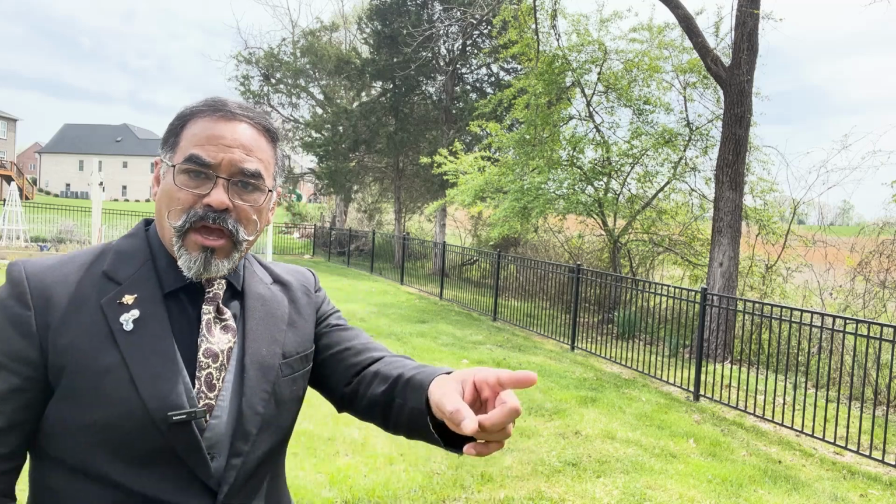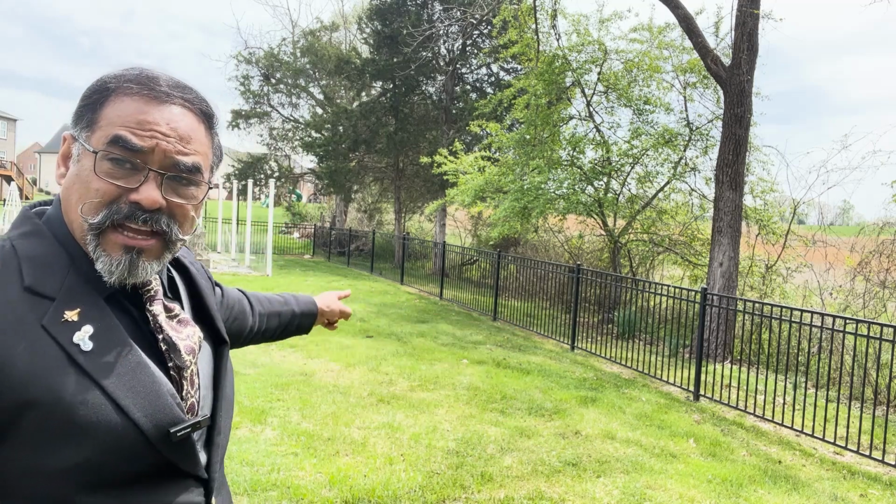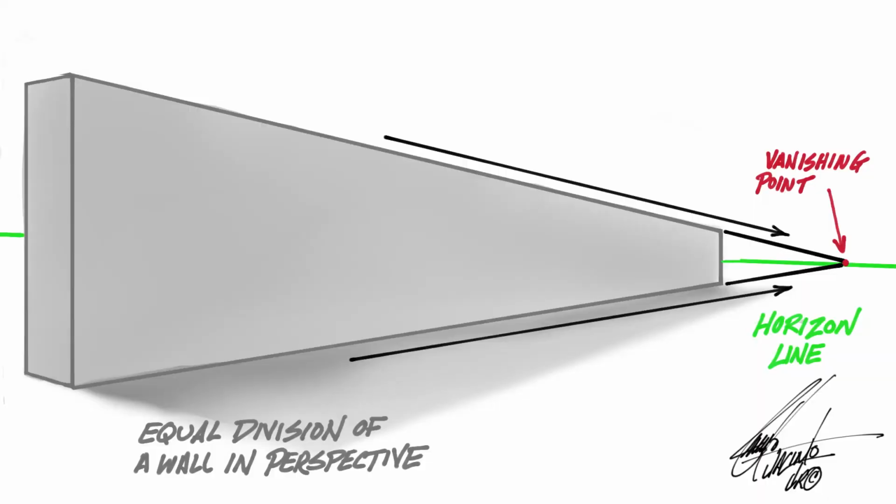Here we go. Notice that we have the fence line behind me, and each one of those vertical stakes where the fence is anchored are evenly placed apart from each other. So how do we find the center of that? Well, let's take a look at this diagram, and I'm going to show you. I've created a wall here, and you can see this wall is pretty simple. But now let's say we want to find the center of that wall.